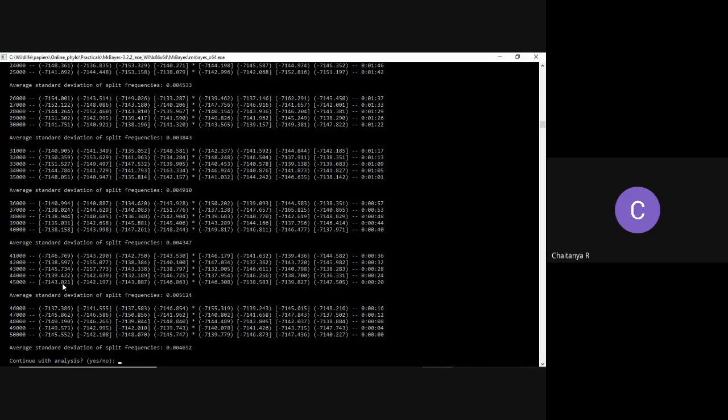All right. So then, after running 50,000 generations, MrBayes gives you the option of running it further in case this average standard deviation of split frequencies has not converged, right? But here, since it's converged, we're just going to say continue with analysis. No, we don't want to continue this analysis any further because we are happy with what MrBayes has found for us, right? So we say no and we press enter. Does a whole bunch of things.